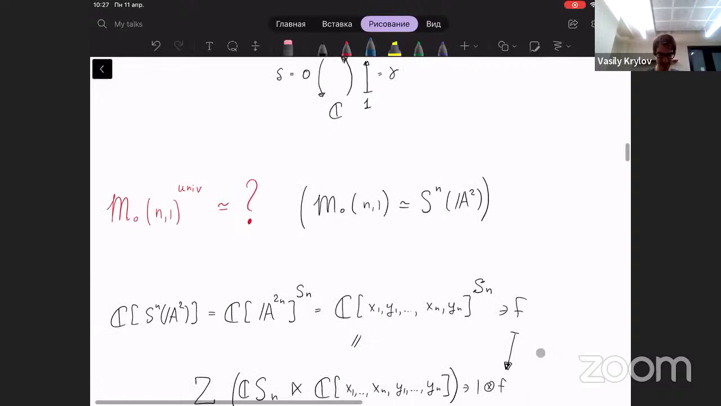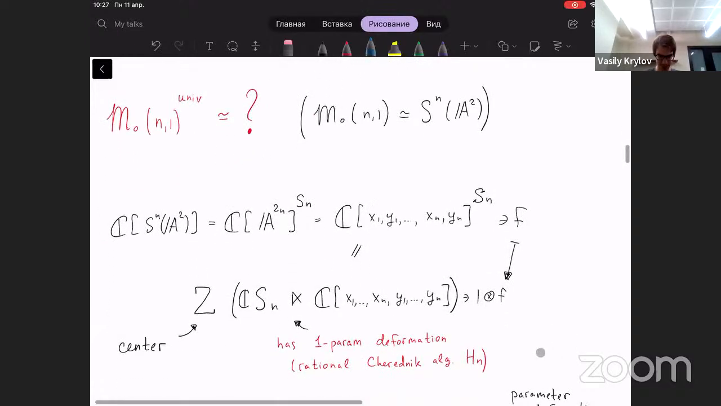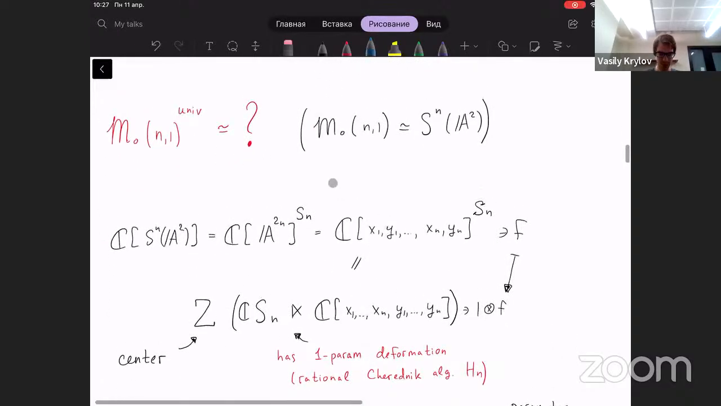And the answer is the following. Let me recall what functions on Sn of A2 are. These are just functions on A to the power 2n invariant with respect to the group Sn. So this is just functions depending on variables x1, y1, ..., xn, yn. And then we take invariance with respect to the group Sn.